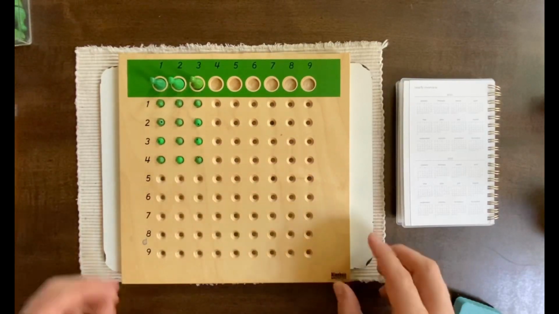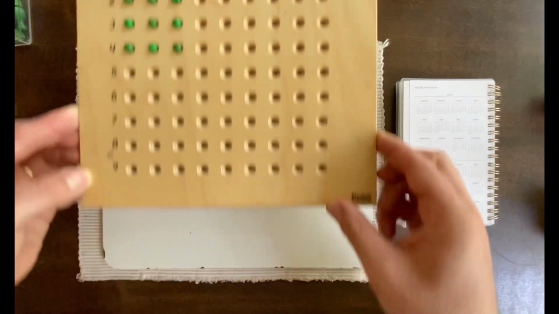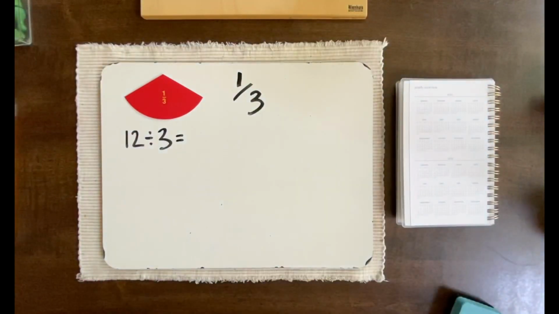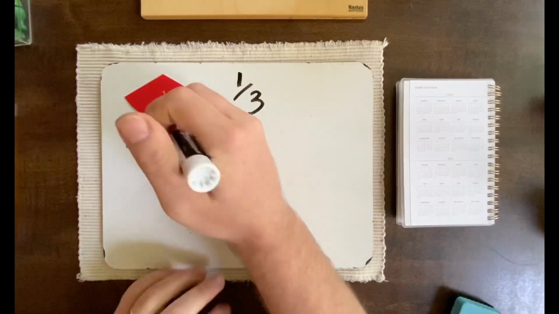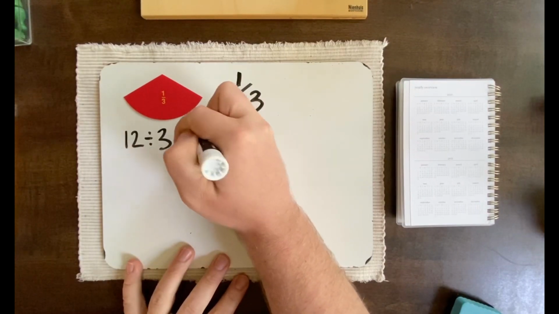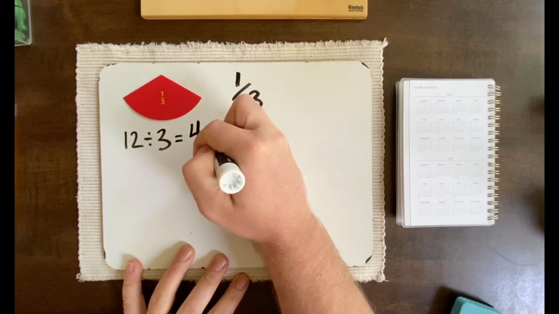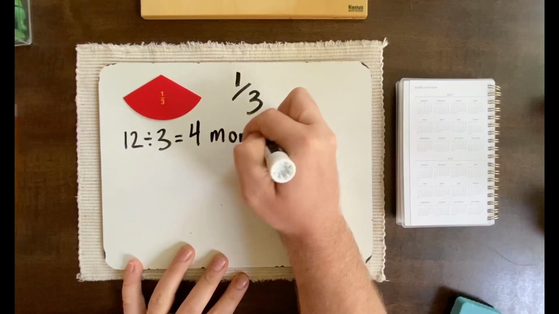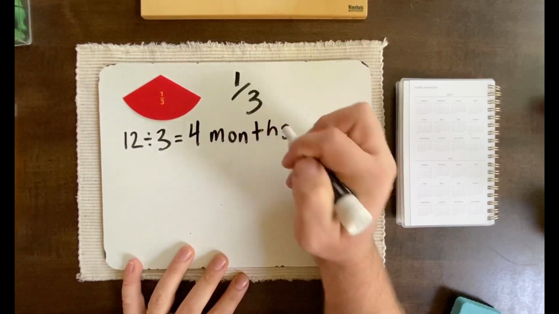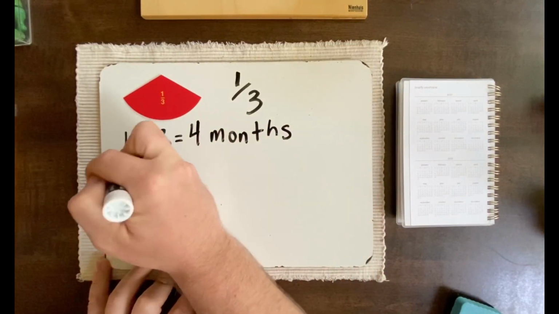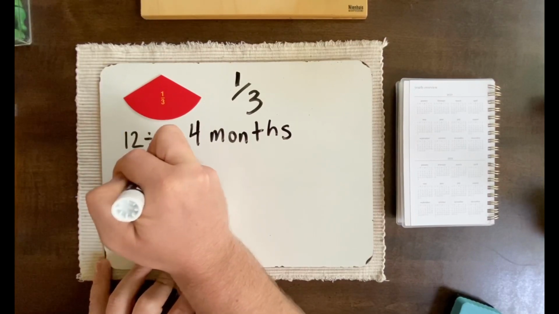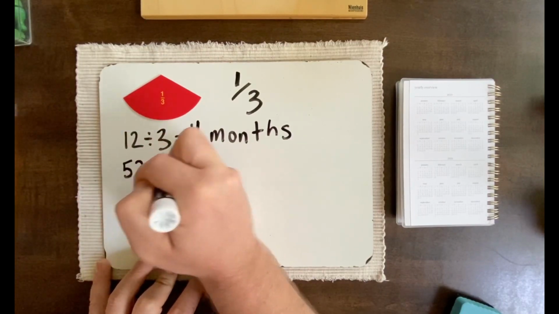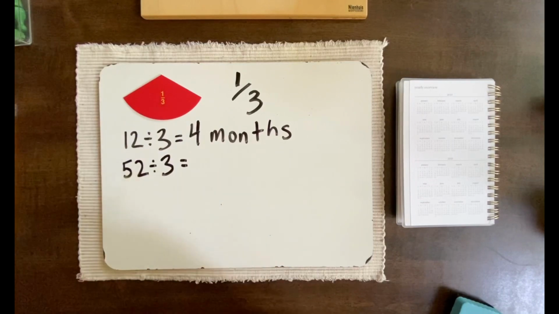Immediately we can see that each green goblin got 4. 12 divided by 3 is 4 months. A third of a year is 4 months. But now, how can we divide 52 weeks by 3? What is a third of 52?